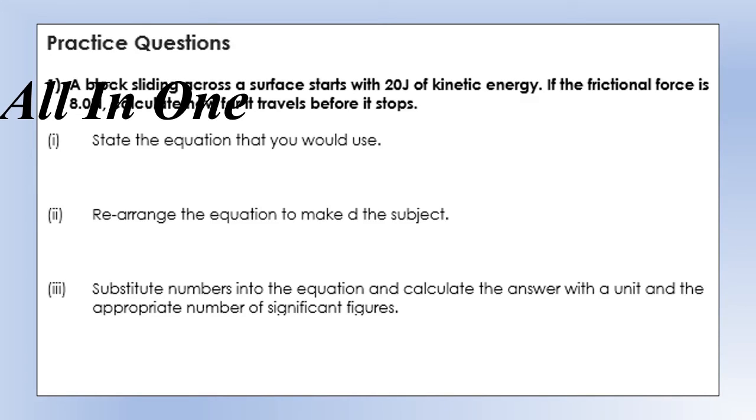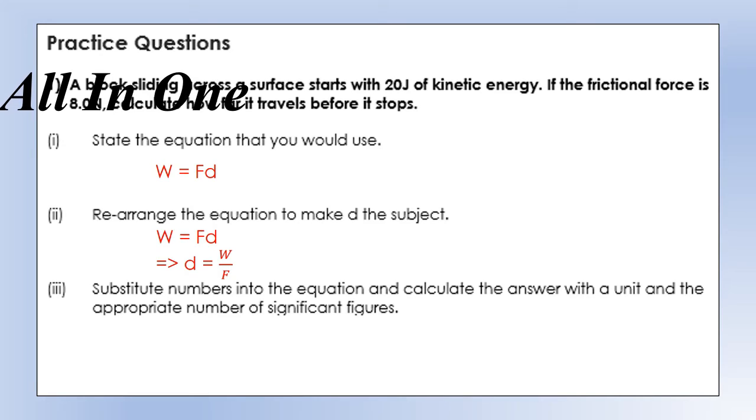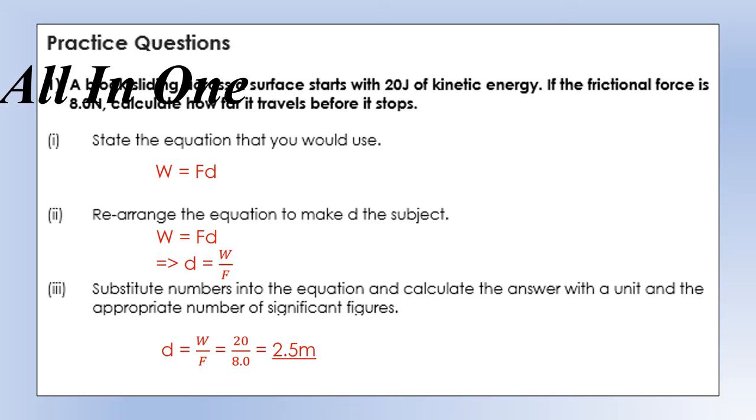All right, so first of all, the equation we're going to use, work done, is force times distance. We're going to have to do 20 joules of work to stop the object. So we want to calculate distance, so I'm going to divide both sides by force to get distance, which is what I want to calculate. Our work done is 20, our force is 8, giving us a stopping distance of 2.5 meters.